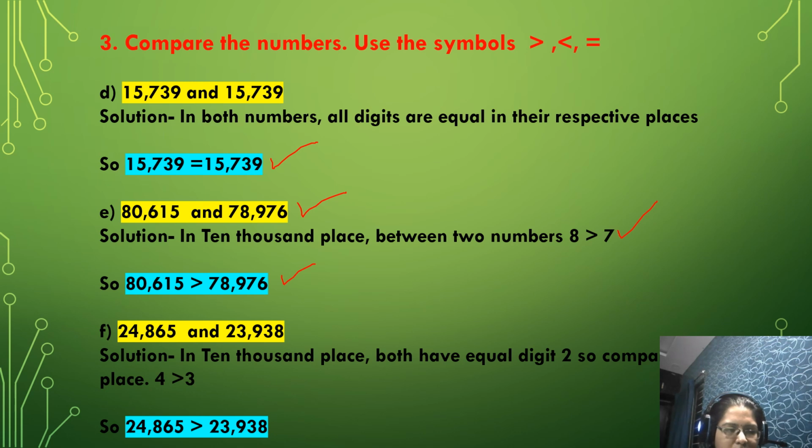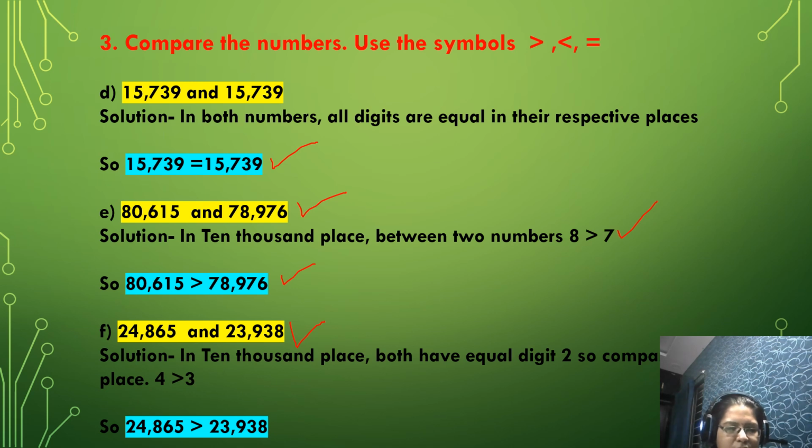Now the third number is 24,865 and 23,938. We read it as 24,865 and 23,938.